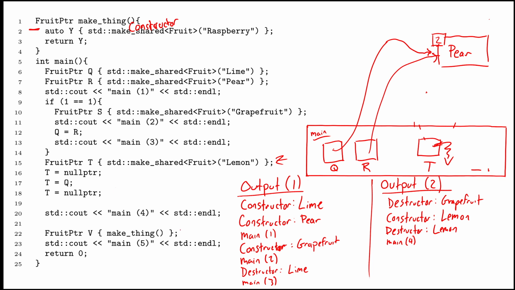Okay, so now after main 4, on line 22, I make a new pointer called v. And I set v to be the result of this function makeThing. Okay, but I haven't called the function yet, so I'm going to call the function and then come back. I've got to be very careful where I call the function, so I'm going to put the box for the function up here.